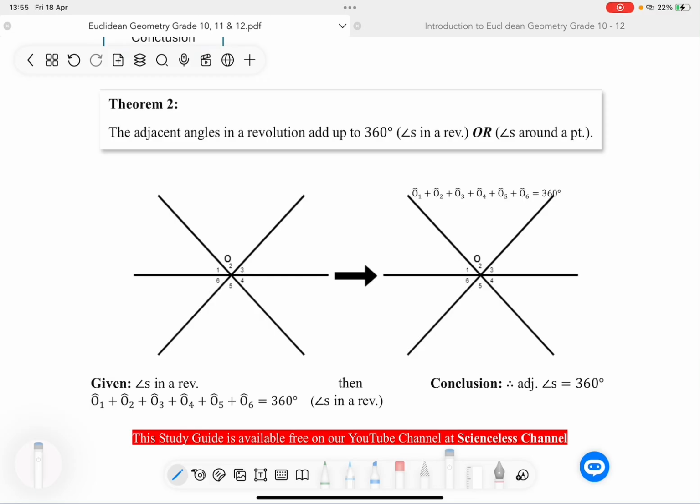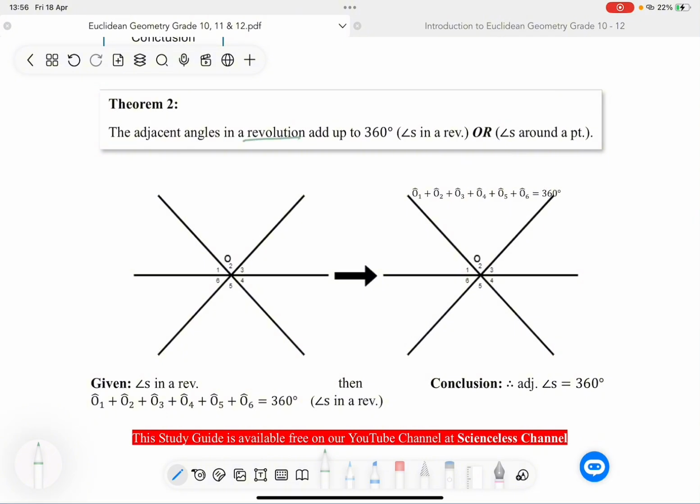Theorem 2 says that adjacent angles in a revolution add up to 360 degrees. Now, the word revolution means angles that occur around a point.